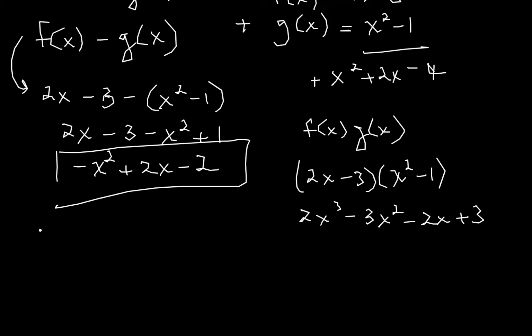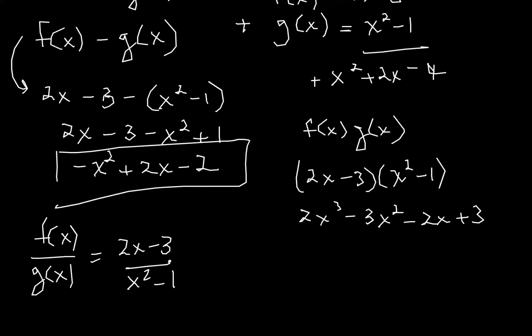And then the final one they're going to have is f of x divided by g of x. I must have slow internet or something. So we're going to get 2x minus 3 divided by x squared minus 1. And you just leave it like that because you can't really do long division with that because the lower degree is on the bottom.